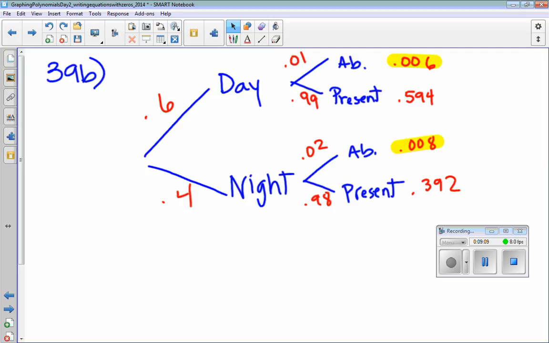You added those? Was it asked, what's the probability you were absent? Well, you can work through the day and be absent, or you work night and be absent. Or one or the other. Yep. One or the other.